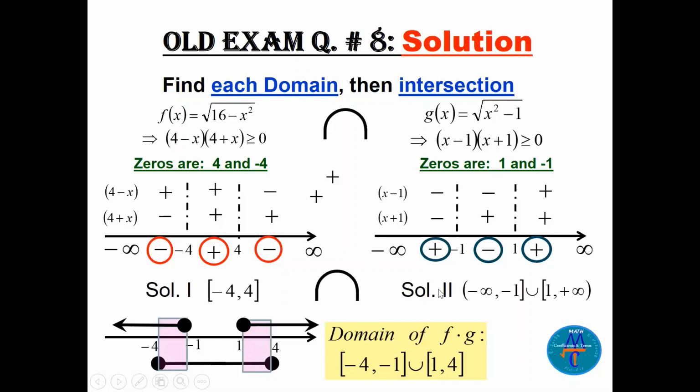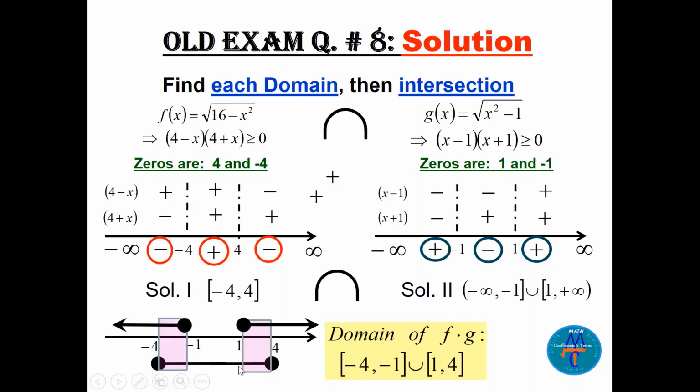Now, solution 2 of this inequality here. x squared minus 1, x minus 1, x plus 1. The zeros are 1 and minus 1. Make a table. So this is minus and minus. This is minus and plus. If you take 0 there, when you multiply, you get minus infinity to minus 1 closed. See, all closed now. Union 1 closed to infinity. Solution 2 is the solution of this inequality, which is the same as the domain of g. And solution 1 is the solution of this inequality, which is the domain of f.